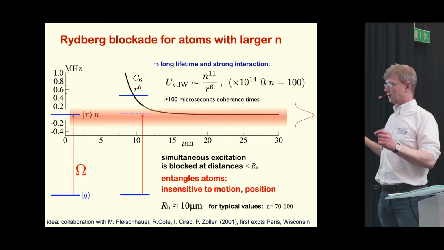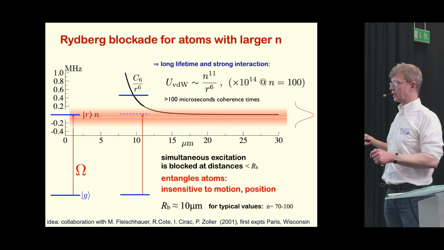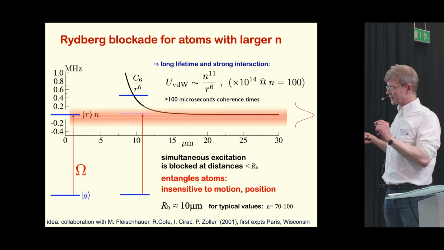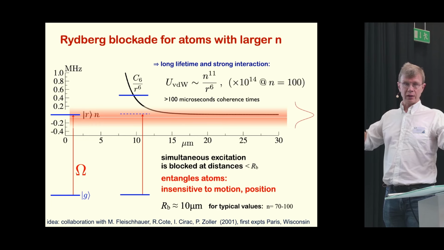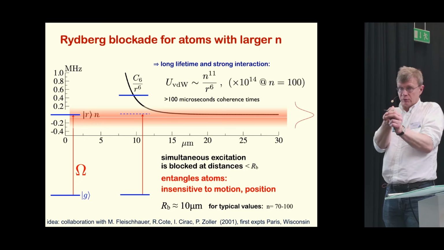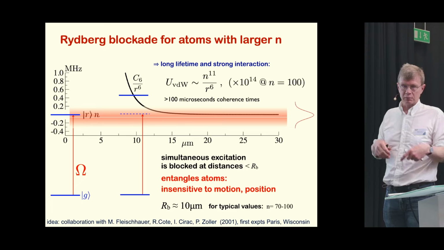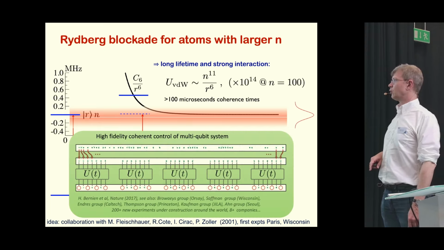It turns out to be a very important and robust mechanism to entangle atoms because it's insensitive to motion and position. In fact, the Rydberg blockade in some way makes this interaction digital. If the atoms are far away, they're not interacting, but if they are within the blockade radius, the interaction is completely suppressed. It's like infinity, to leading order, of course.